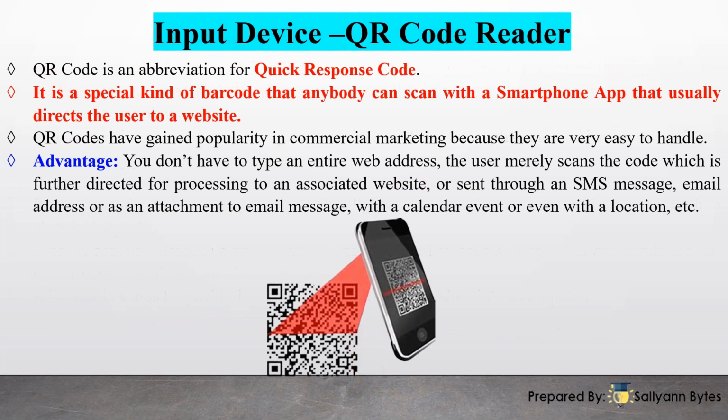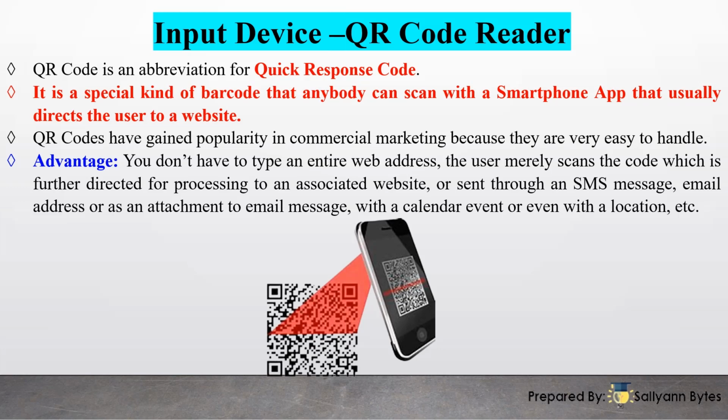Next input device is the QR code reader. QR code is an abbreviation for Quick Response Code. It is a special kind of barcode that anybody can scan with a smartphone app that usually directs the user to a website. Most of the textbooks hold the QR code for easy learning.